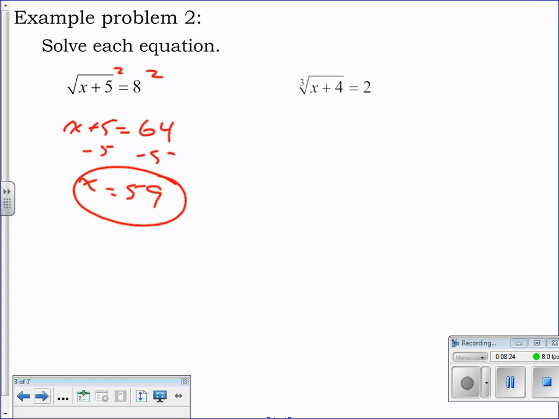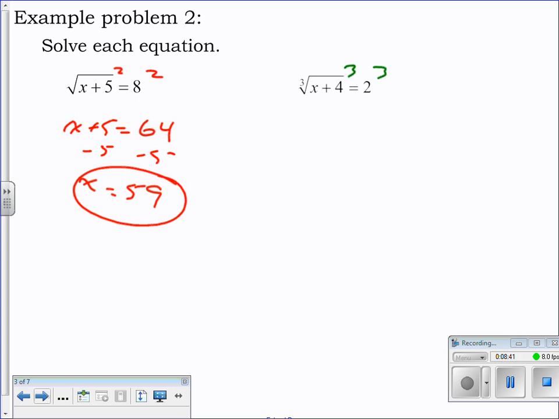Oh, crap. Second one's not a square root. I can't square both sides to solve this. What do I need to do? What do I do? I cube both sides. Thank you very much. Yeah, so what if it's not a square root? It's a cube root. Fine, cube it instead.